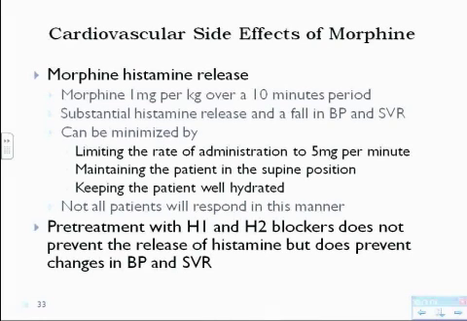What you can do to stop this is give it slower and maintain the patient flat and keep the patient well hydrated, and there's very little effect. But not all patients respond appropriately. Sometimes they'd be very profoundly hypotensive.